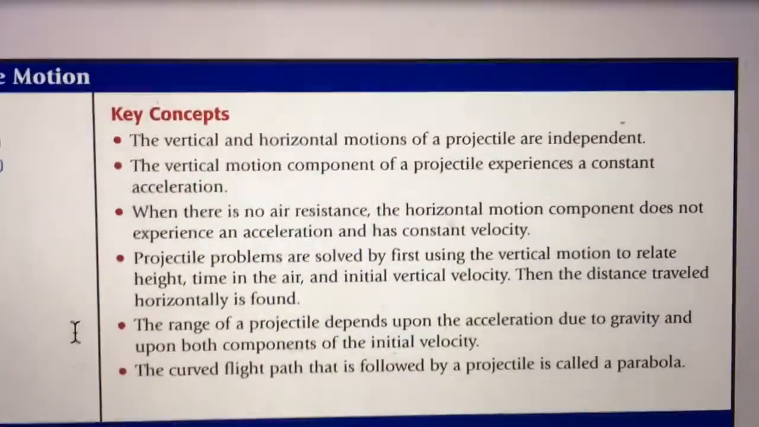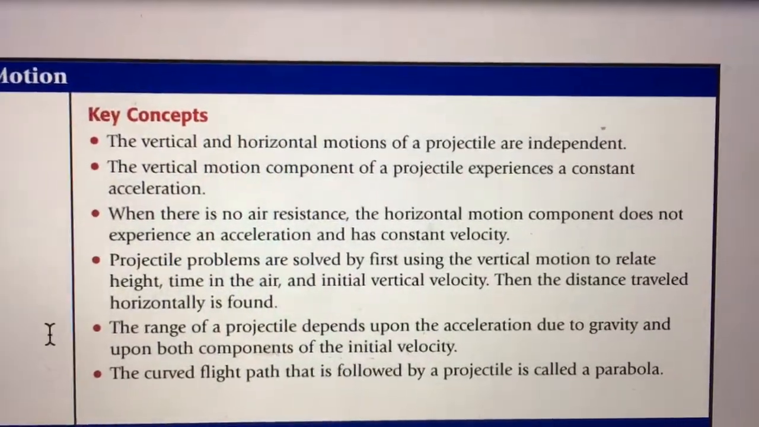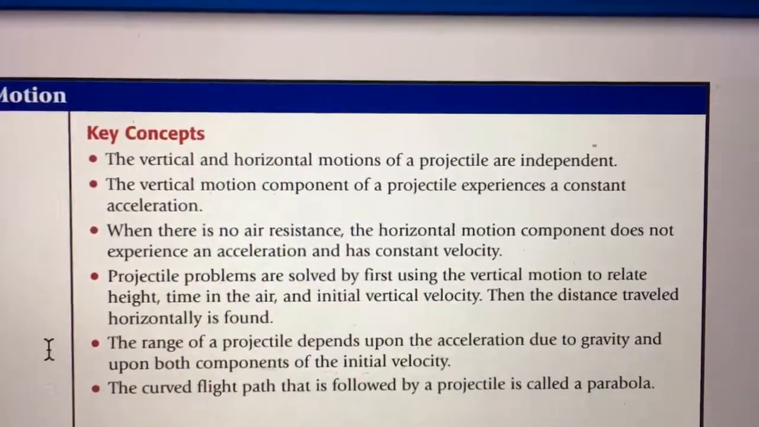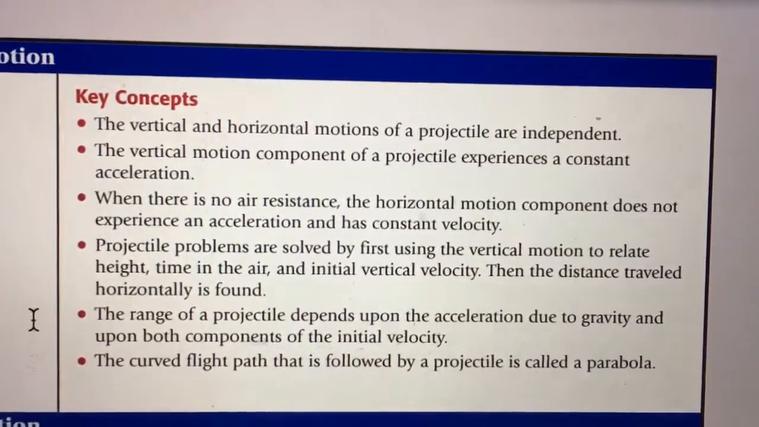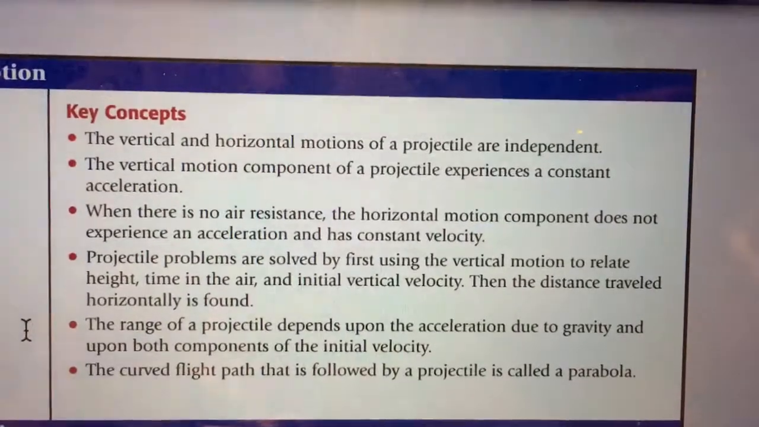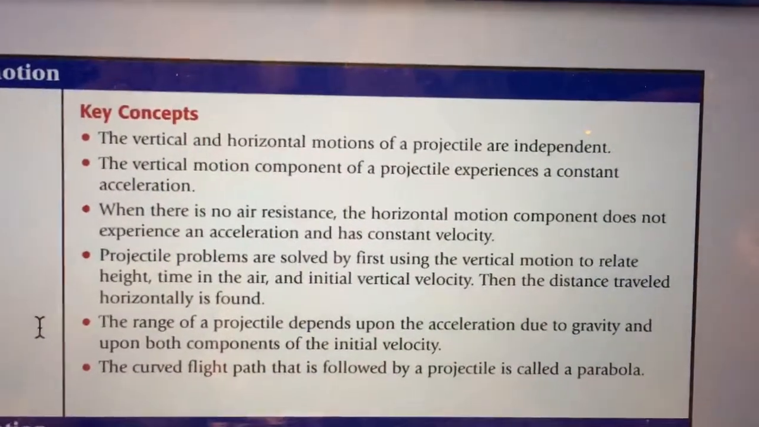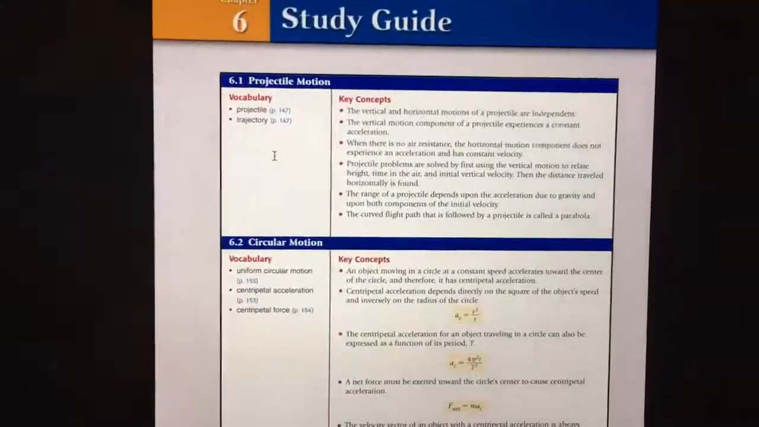To figure out how far something goes, that's the range, we look at the acceleration from gravity and then the initial velocity. And it says both components, that means the x component and the y component. And we know that that curved path is parabolic. It's called a parabola. So those are the key concepts. Those are the things you need to know from 6.1.